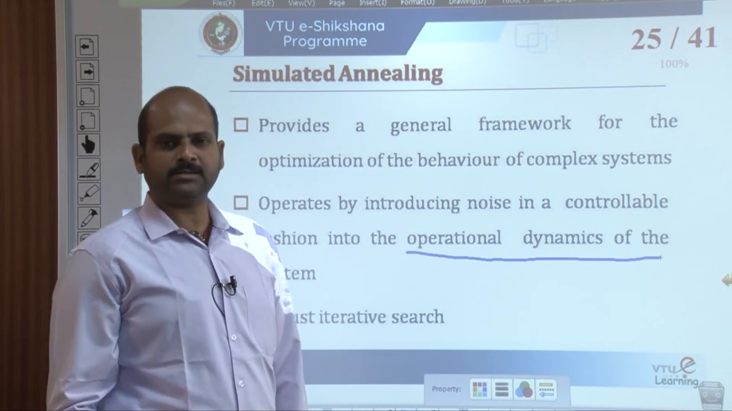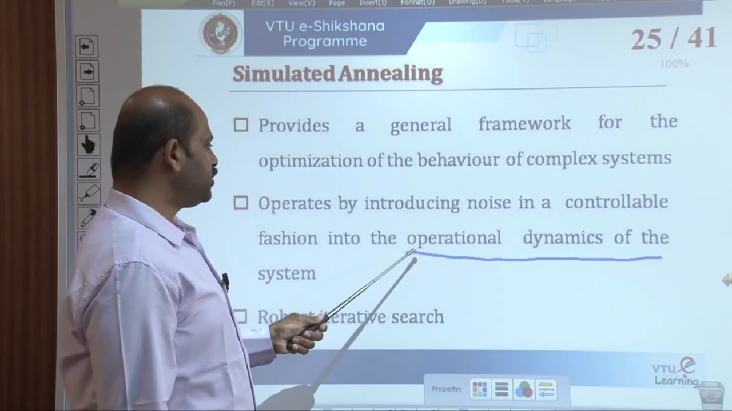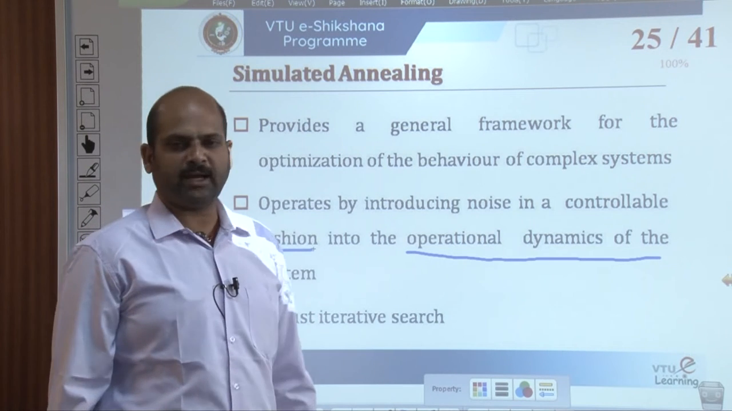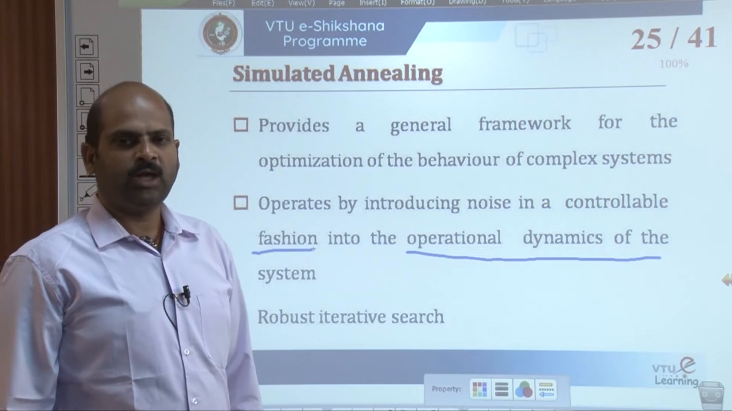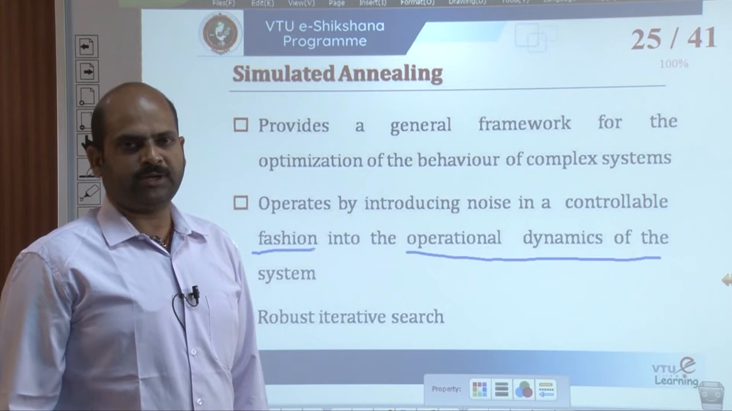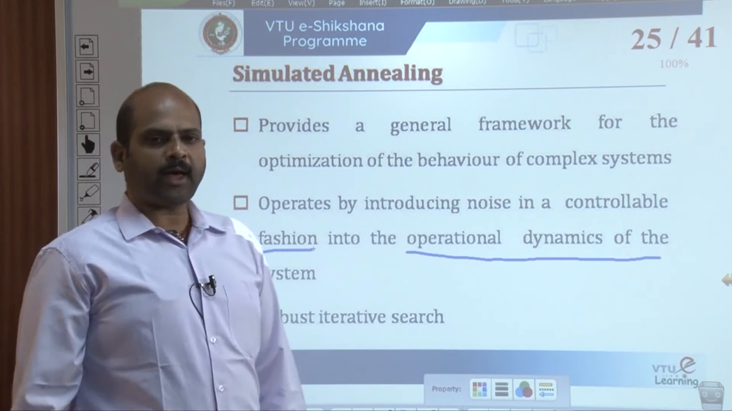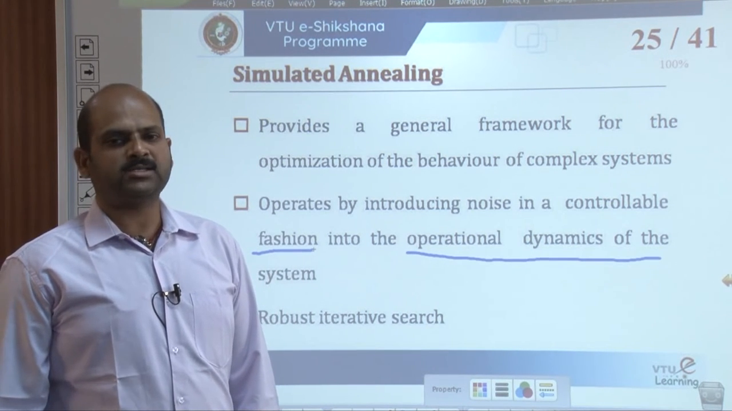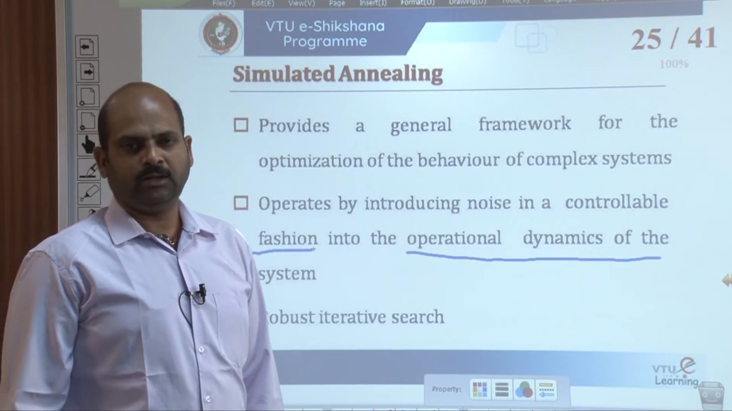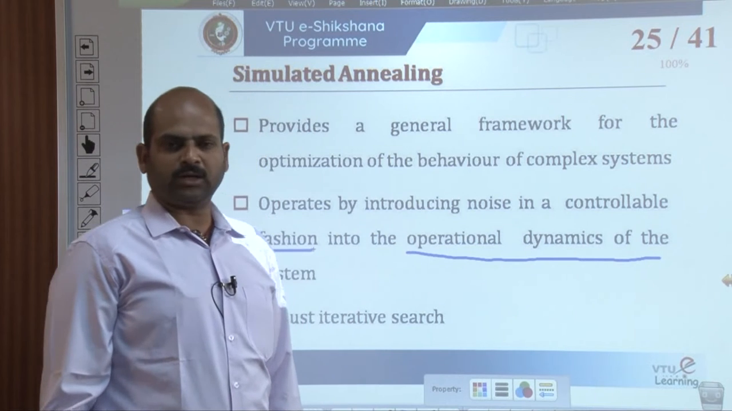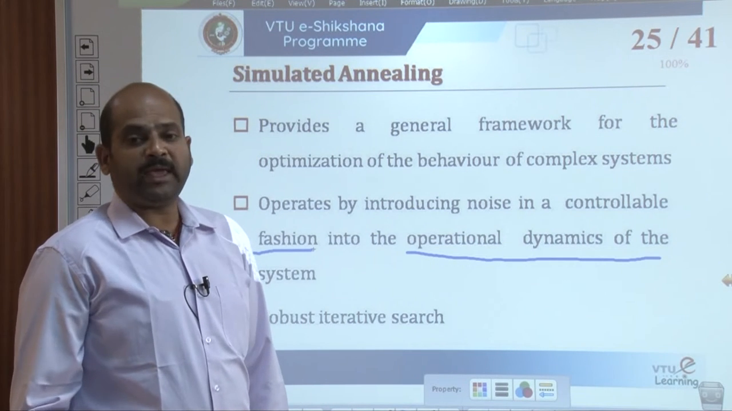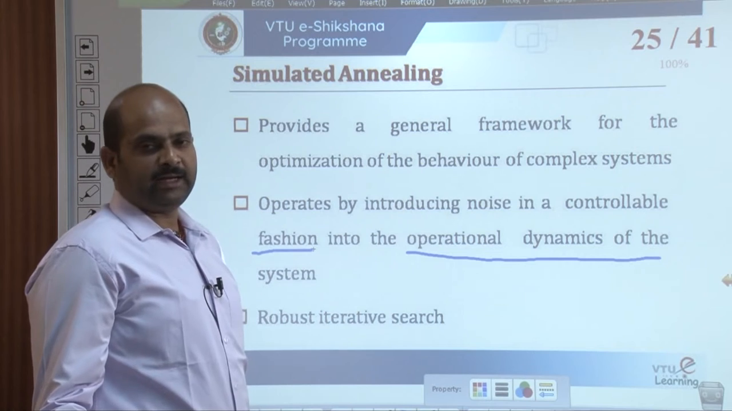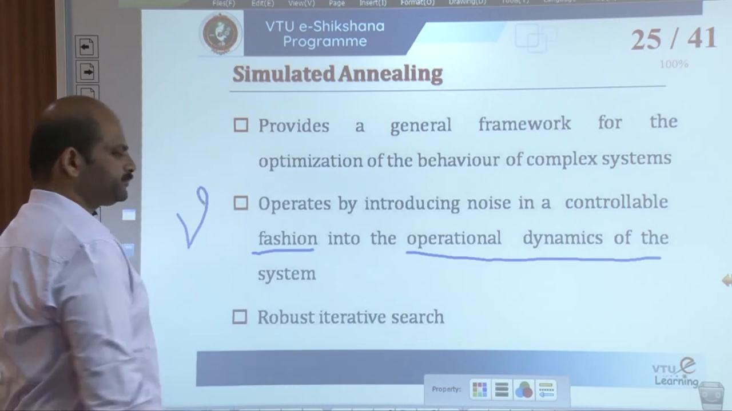We are going to allow a noise to be entered into this, which is going to be sent in a controllable fashion into the operational dynamics of this particular system for a robust iterative search. So that in the treatment, a specific combinational neuron state or configuration of the network is going to be treated. A different configuration of this network, each being nothing but a particular instance of a signal vector, is going to be indexed by the value called gamma.